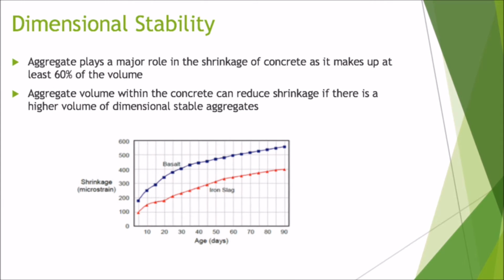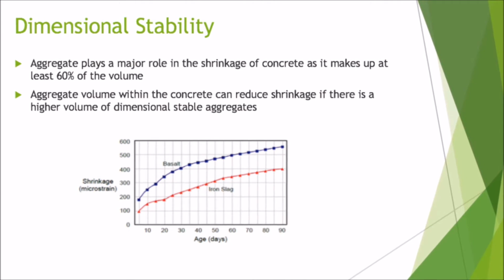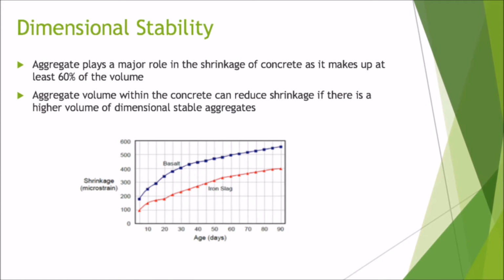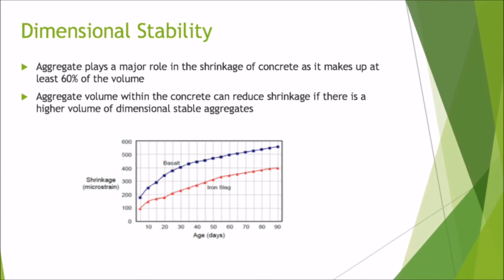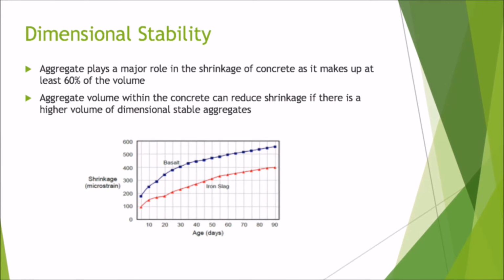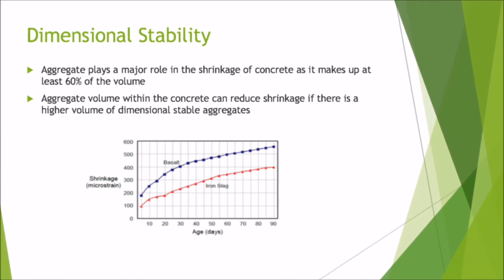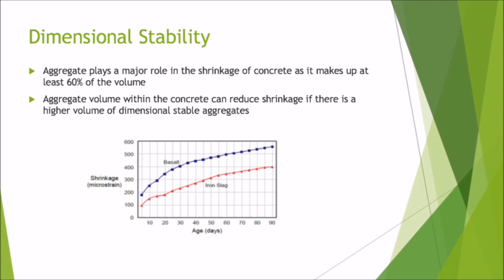Aggregates play an important part in the dimensional stability of concrete, as they make up over 60% of the volume. This looks at the shrinkage of the concrete. It is important to minimize the shrinkage, as this can lead to cracking. The graph demonstrates the difference between the aggregates of blast furnace slag and basalt. As you can see, blast furnace slag is better.